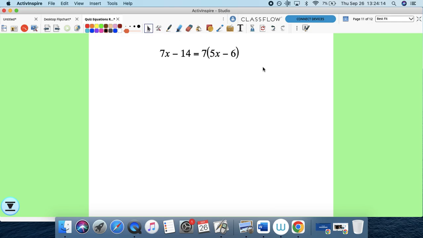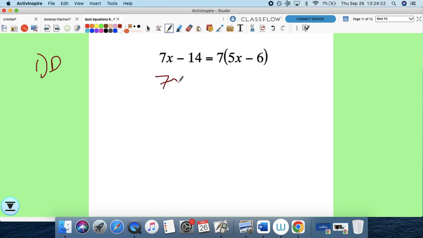Last problem finally has some distributive property. So step 1, take care of the distributive property. So 7x minus 14 doesn't do anything. And then we multiply these two and these two. 7 and 5 is 35x, they're both positive. 7 times -6 is -42. So distributive property gone, which makes my parentheses go away.